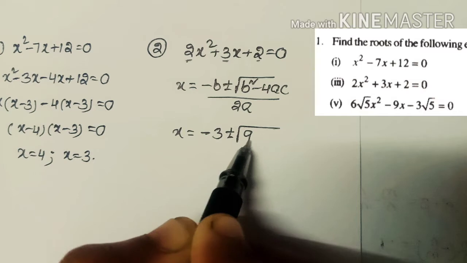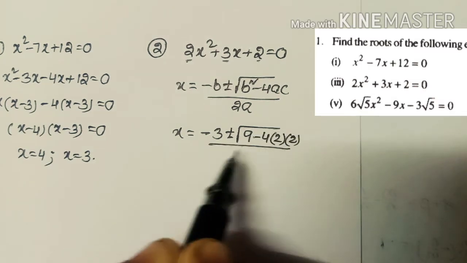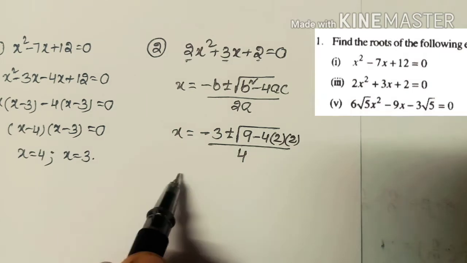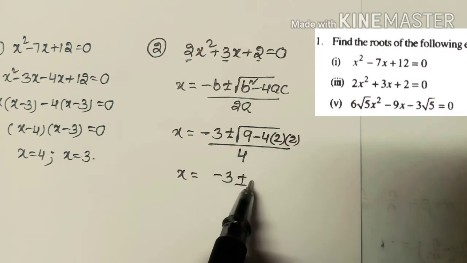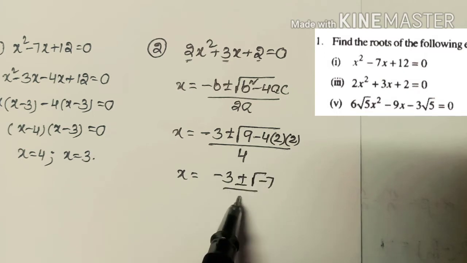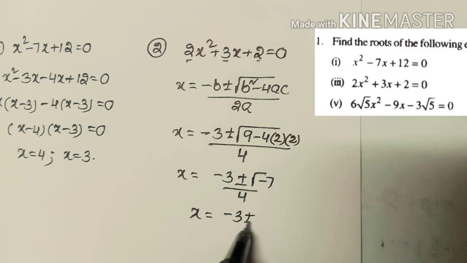Now replacing the values here, x is equal to minus b, minus 3, plus or minus square root of b square, 3 square, that is 9, minus 4 into 2 into 2, by 2a, 2 into 2, that is 4, which implies x is equal to minus 3 plus or minus square root of 9 minus 16, root minus 7 by 4. Therefore the value of x is equal to minus 3 plus or minus i root 7 by 4. Now these are the roots of the equation.